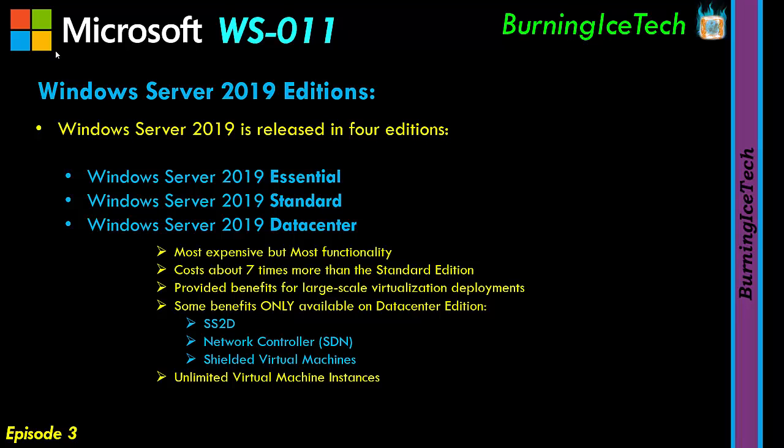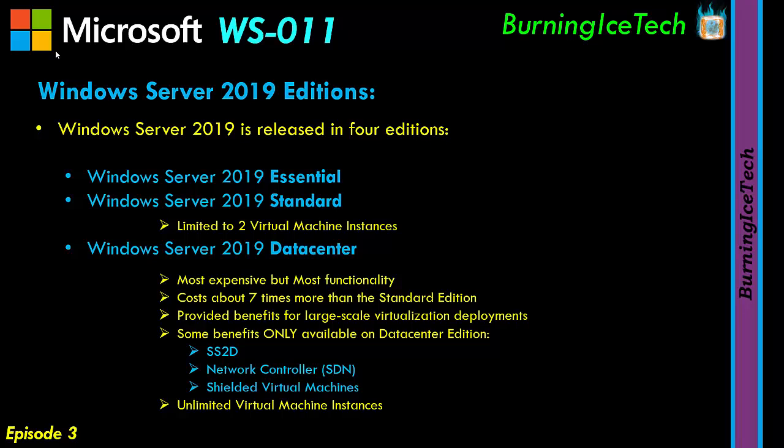Now, we did mention earlier with the Standard Edition, you can run virtual machines. However, you are limited to 2 instances. So if you've got yourself a Standard Edition license, you can only run 2 instances of virtual machines. Now, that doesn't mean I can run only 2 virtual machines, only 2 instances.